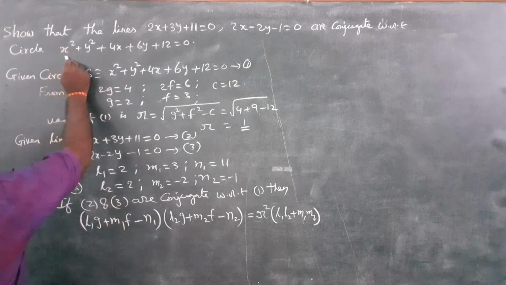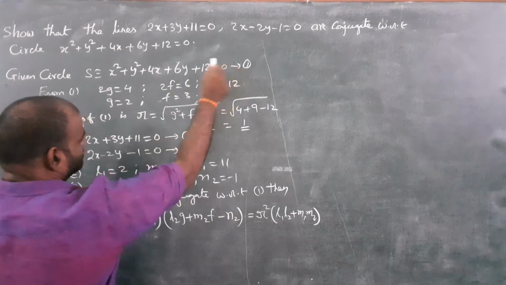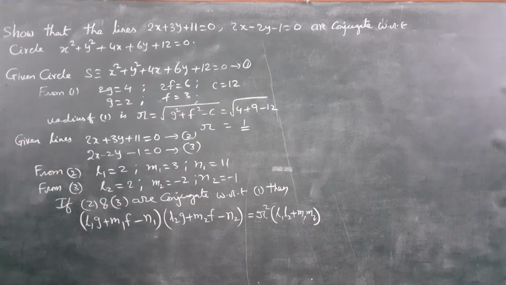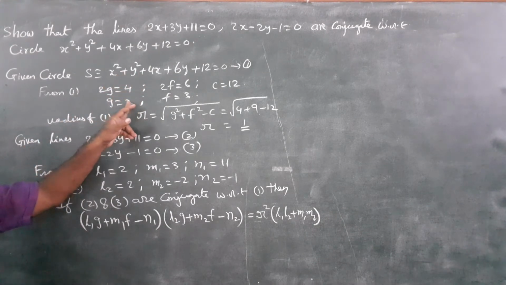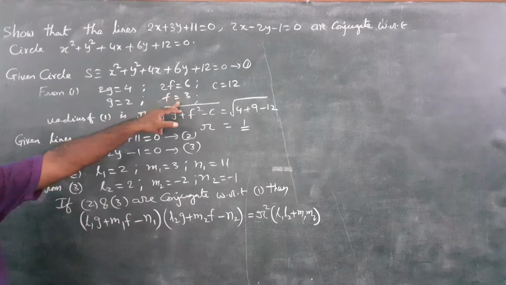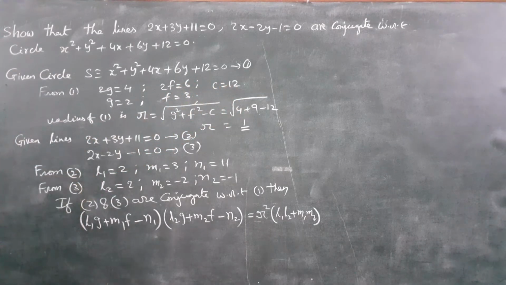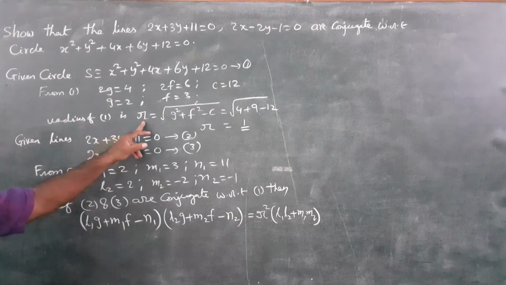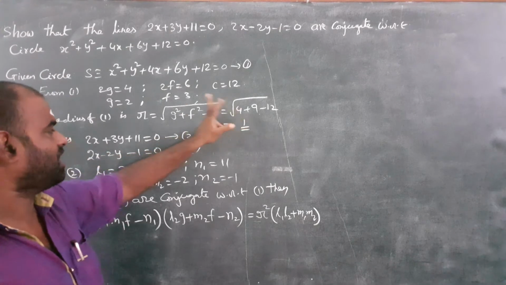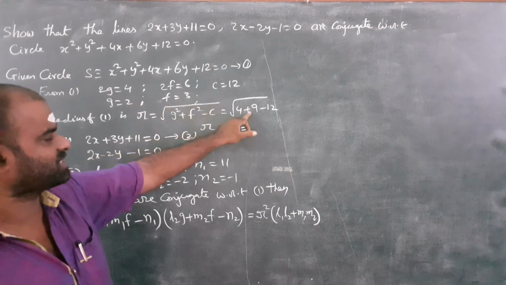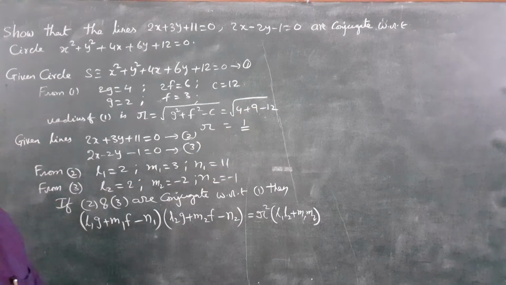The given circle is x² + y² + 4x + 6y + 12 = 0; call it the first equation. From 1, 2g = 4, that means g = 2; 2f = 6, that means f = 3; and c, the constant, is 12. And what is the radius? R = √(g² + f² - c). Here, g² is 4, f² is 9, minus 12. 13 minus 12 is 1. So R = 1.